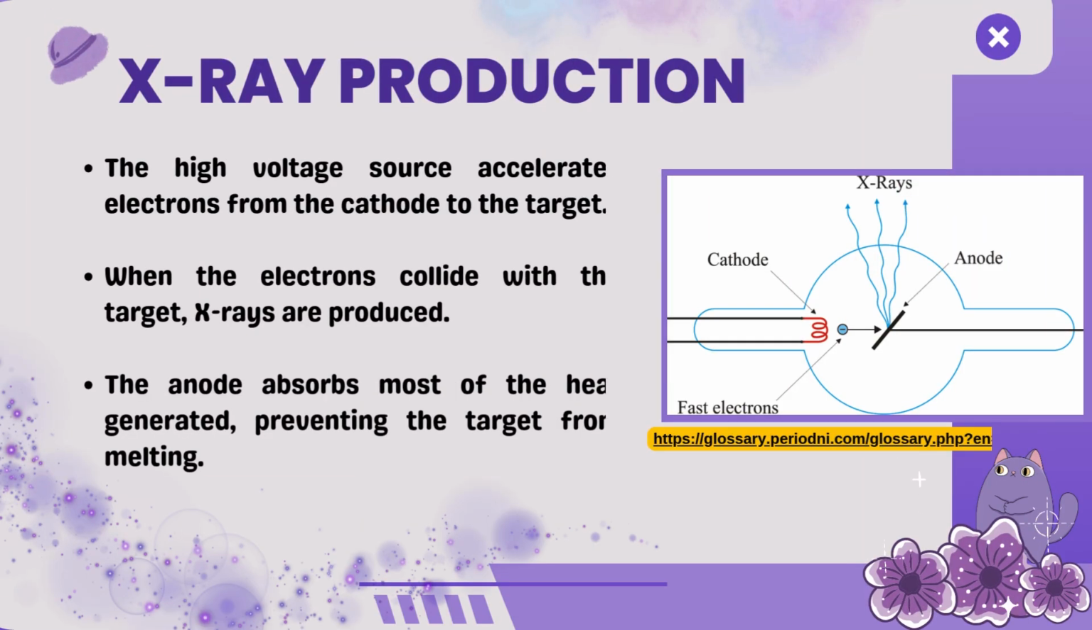X-ray production. The high voltage source accelerates electrons from the cathode to the target. When the electrons collide with the target, X-rays are produced. The anode absorbs most of the heat generated, preventing the target from melting.